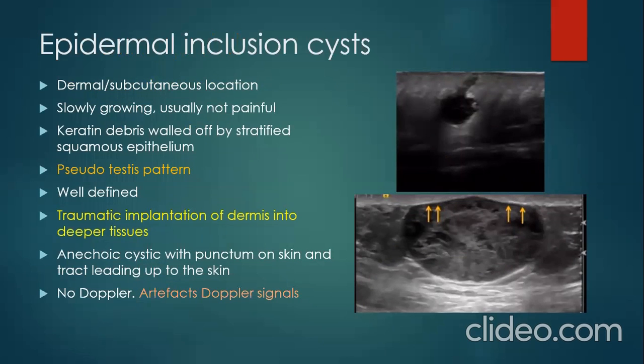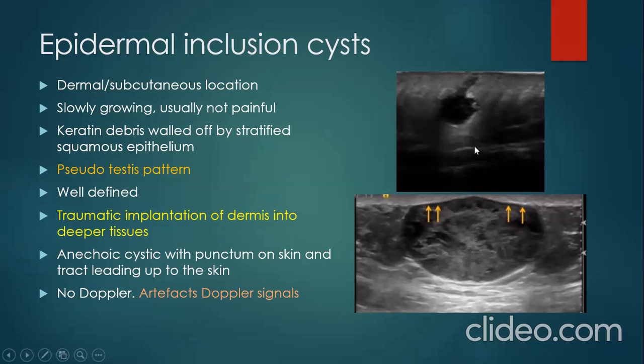Then moving on to epidermal inclusion cysts. These are found in the dermal layer or sometimes in the subcutaneous layer, and they're slowly growing. Usually they are not painful, and they get this pseudotestis sign, and you see the attachment to the dermal layer. They are well defined, and we might see the tract leading to the skin, but it's not always as easy to get the tract.